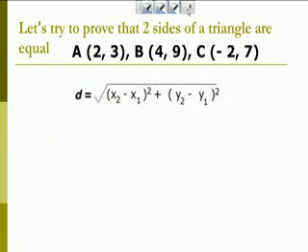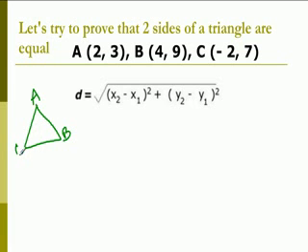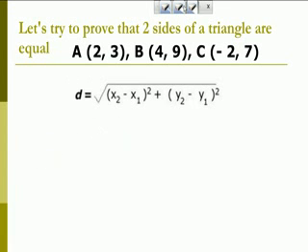Now we'll do one more example here. This example says let's try to prove that two sides of a triangle are equal. So if we have this triangle, that's not what it looks like, but we're just going to hypothetically say A, B, and C. We want to see if AB and BC are equal, or AB and AC are equal, or BC and CA. We need to figure out if two sides are the same. So we're going to start with AB and BC, just because that's in order.